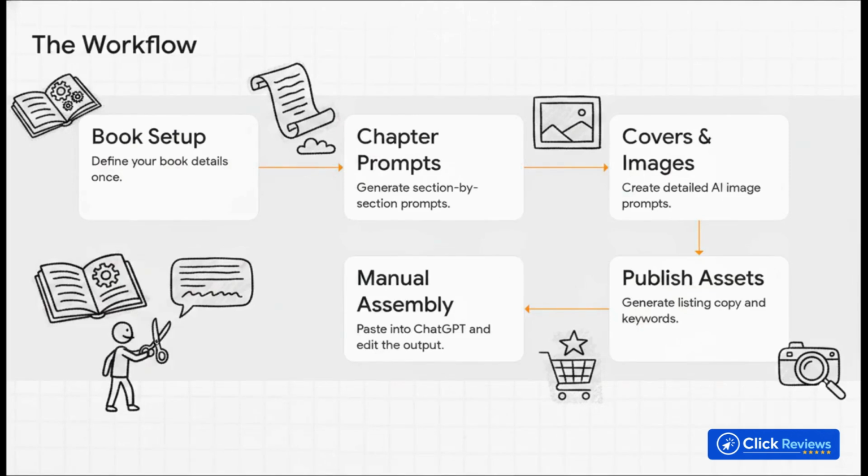Let's actually look under the hood at the mechanics of this 5-step workflow. You start with Step 1, book setup. That foundational data then automatically feeds into Step 2, generating your section prompts chapter by chapter. That cascades beautifully into Step 3, designing your cover and images. Step 4 preps your publishing assets, and finally Step 5 is where you manually assemble everything over in ChatGPT. It's designed to turn a really chaotic process into a predictable assembly line.